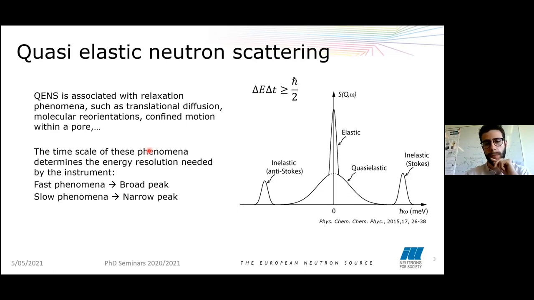So for fast phenomena, we have a broad peak because the energy exchange is large. While for slow phenomena, the energy exchange is small, so we have a narrow peak. Therefore, if we want to study slow phenomena, we need high energy resolution.